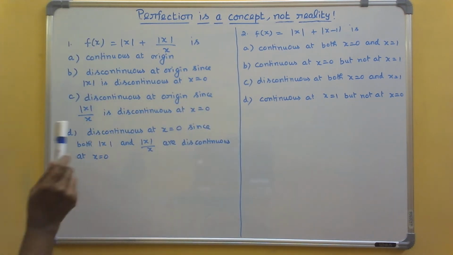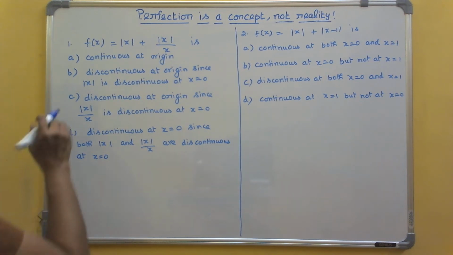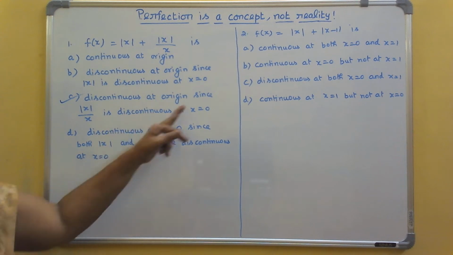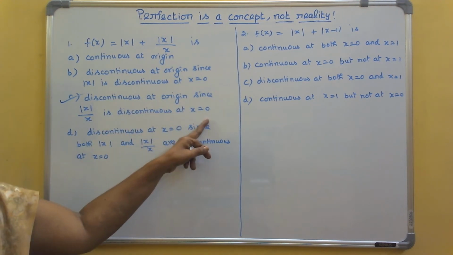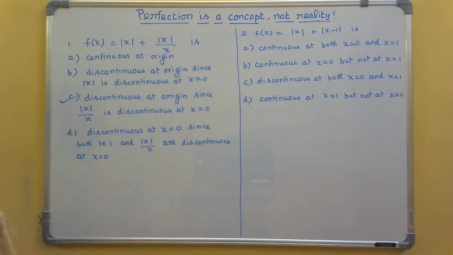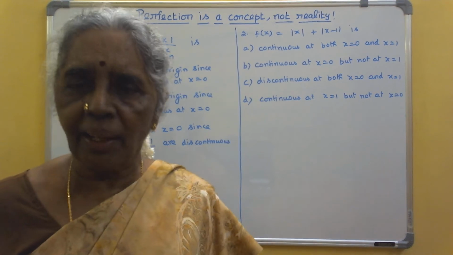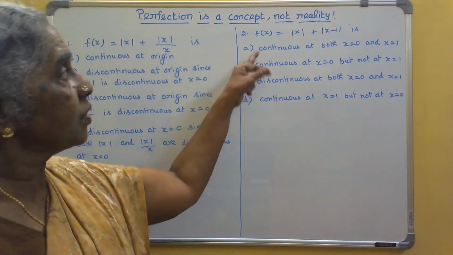So which option is correct now? The option C, because it is discontinuous at origin since |x|/x is discontinuous at x = 0. Because this is continuous, only because of this it is discontinuous at the origin. Is it clear now? I think if you know the concept, is it not easy? Right. Now let us move on to this sum.